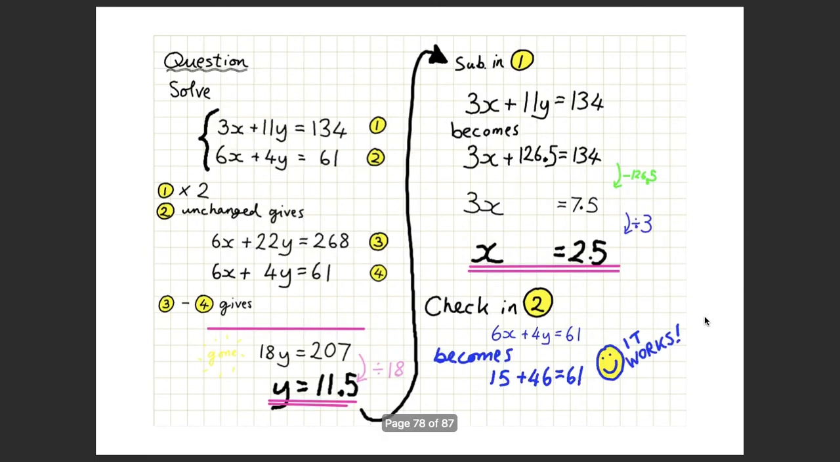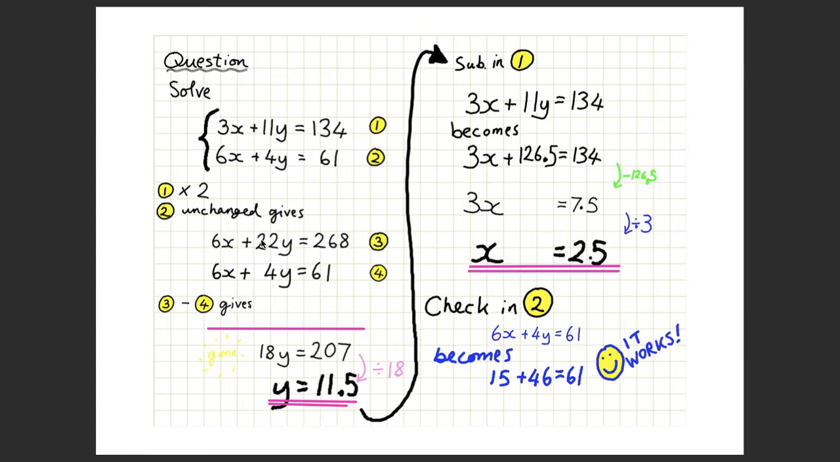So moving on, yet another example, but you can see that the whole thing's got the same structure to it. I've got my two equations. One's got a 3x and one's got a 6x. So I've decided to try and multiply them up so that they've both got a 6x in. So I've done everything in equation 1 and multiplied it by 2, and I've left equation 2 unchanged, so that I've got two equations now and they both have a 6x in them. So I've called those equation 3 and equation 4.